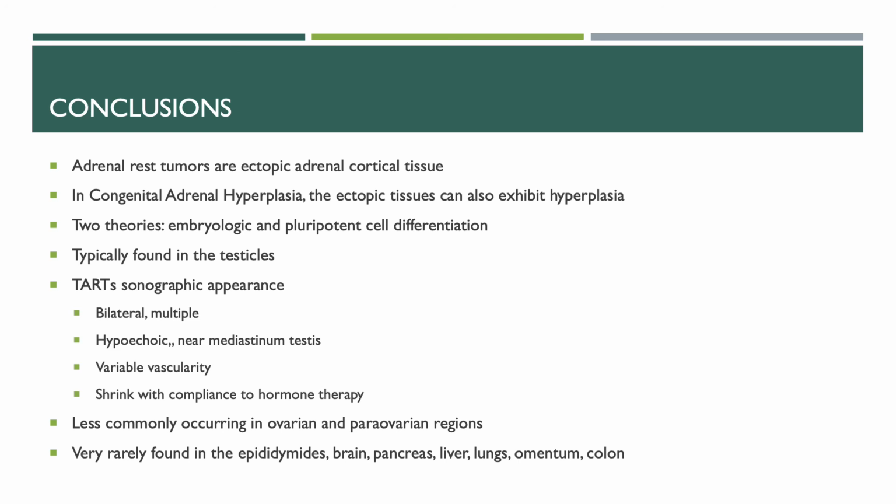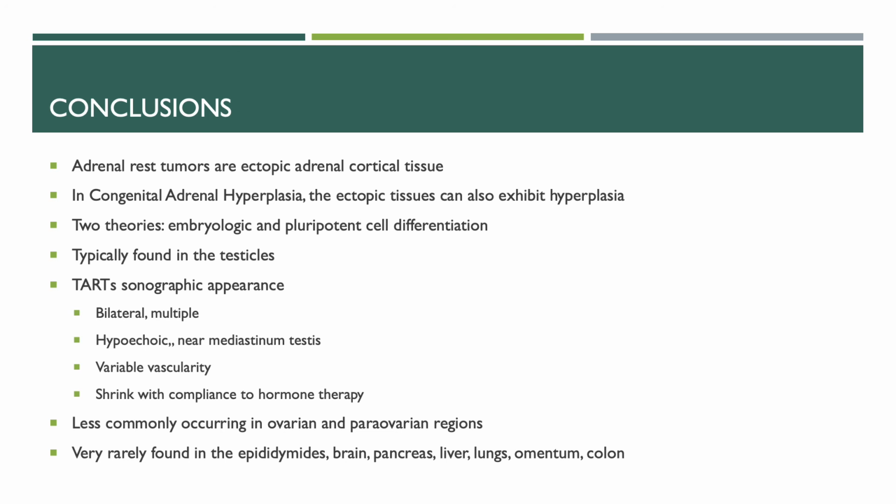These types of masses are most commonly found in the testicles. On ultrasound, testicular adrenal rest tumors are almost always bilateral, and there can be multiple occurring in each testicle. They will usually appear hypoechoic and are located near the mediastinum testis. The vascularity in these lesions is variable. With regular follow-up and compliance with hormone replacement therapy, these tumors should regress.